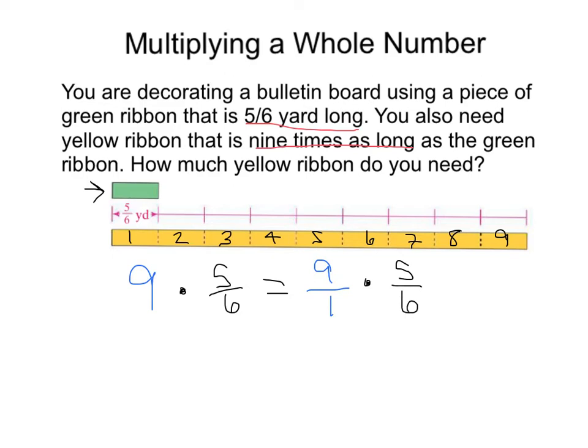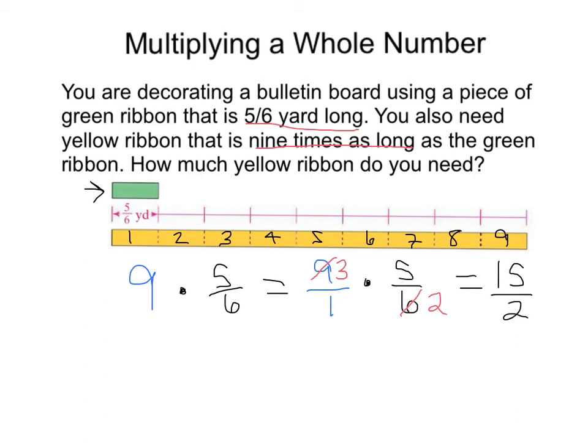This is where we can look to see if we can cross-simplify our numbers. You look at opposite numerators and denominators. So 9 and 6. Do 9 and 6 have a common factor? Yes. They have 3 in common. Is 3 the biggest number they have in common? Yes, it is. So that's the number we'll simplify by. So 9 divided by 3 is 3, and 6 divided by 3 is 2. Then we can simply multiply our numerators and our denominators. So 3 times 5 is 15, and 1 times 2 is 2.